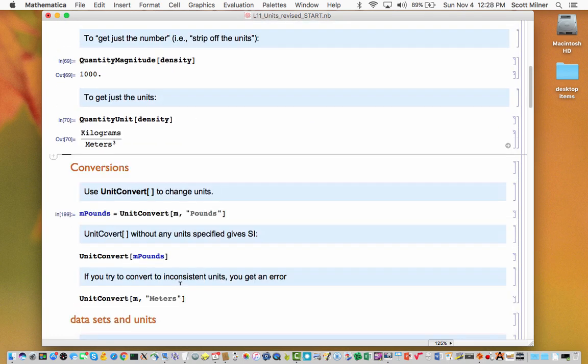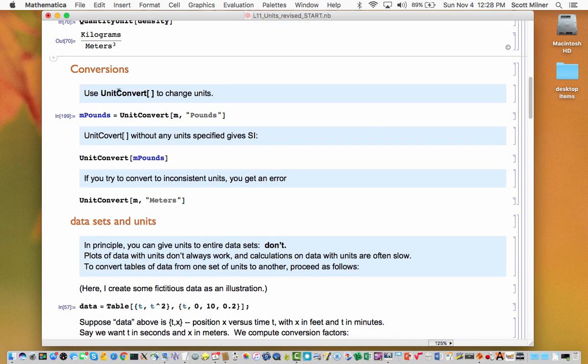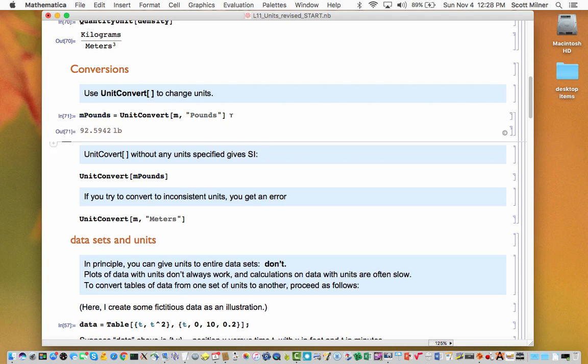To do units conversions, you use the function UnitConvert. And it has 2 arguments. The thing you want to convert is the first argument, and the units you want to convert it to is the second argument, written in the same way as previously, the units in quotes. So if I want to convert that mass of 42 kilograms to pounds, then this does it, and it's about 92 pounds. If you don't give a second argument to UnitConvert, then what you get is SI units.